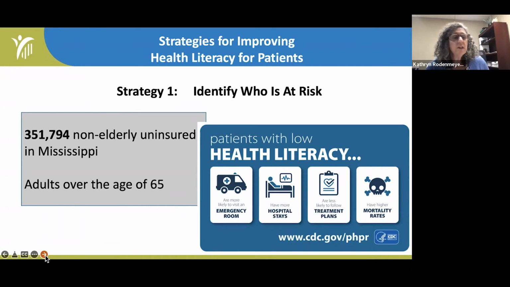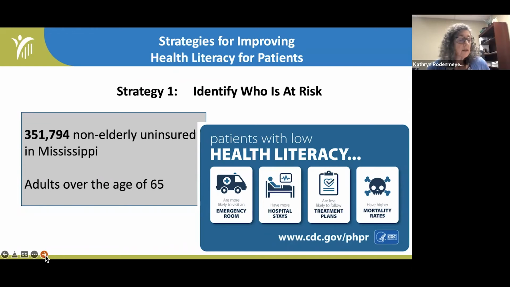So, talking about strategies for improving health literacy. Well, the first strategy is to identify who's at risk of having low health literacy. We'll be getting to know who's at risk through this discussion. In Mississippi, there are over 300,000 non-elderly Mississippians who are uninsured. That is an indicator of someone who may have low health literacy and also may have low insurance literacy as well. Okay, like that barrier to even getting health insurance coverage.